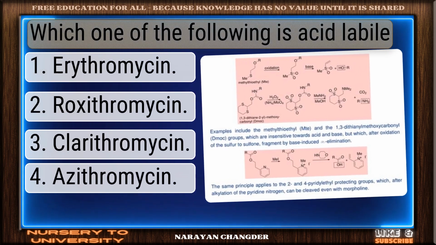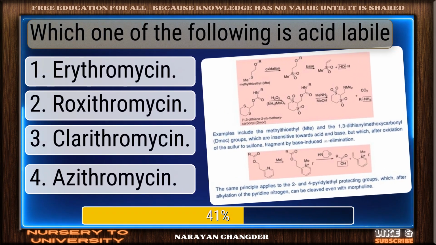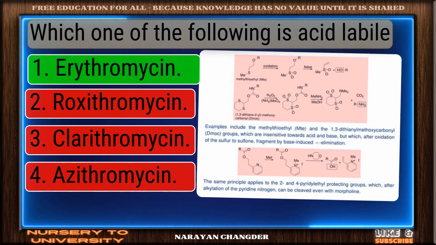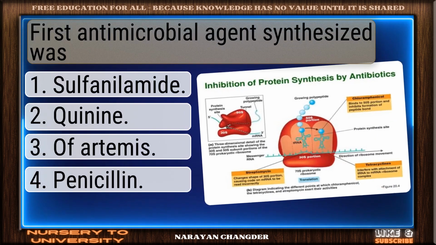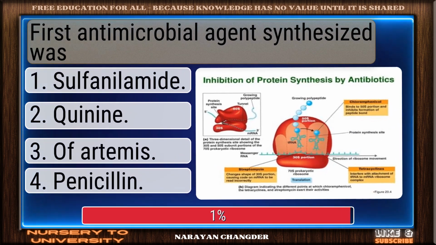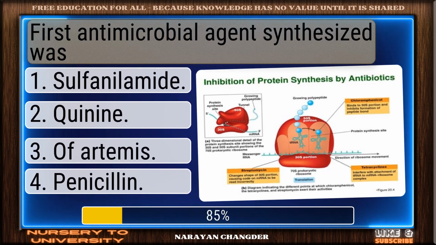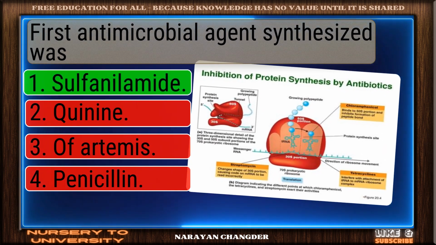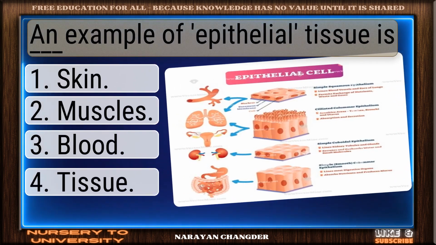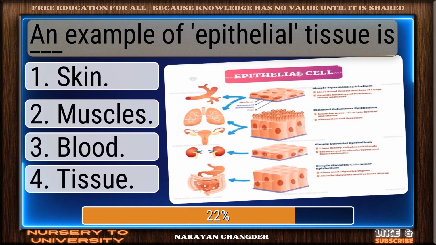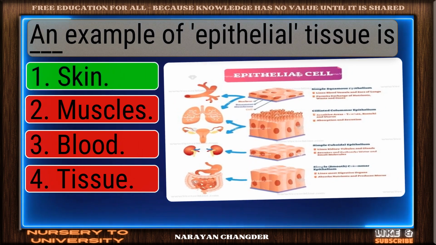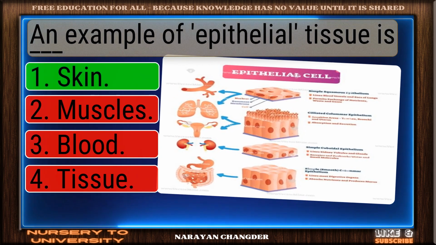Which one of the following is acid labile? Smart move. Erythromycin is an accurate answer. First antimicrobial agent synthesized was. Perfect. Sulfanilamide is the correct choice. An example of epithelial tissue is dash. Nice selection. Skin is the correct and valid answer.